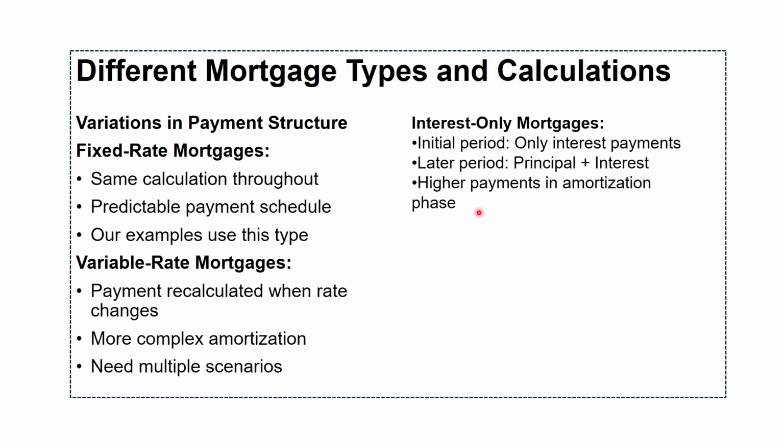Then we go to different mortgage types and calculations. So, fixed rate mortgages, like the 60 lakh example we had taken, use consistent PMT calculations for a predictable schedule. Variable rate mortgages, which are your ARMs, recalculate payments when the rate changes, complicating amortization and requiring scenario planning. Interest only mortgages pay only interest initially, with higher principal payments later.